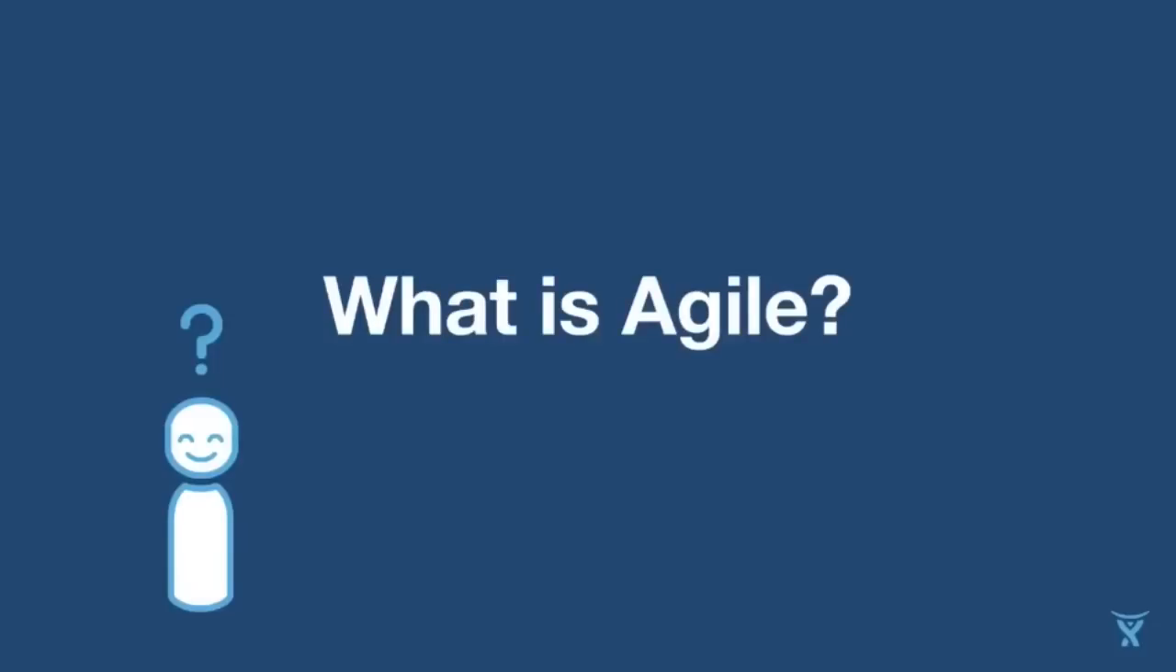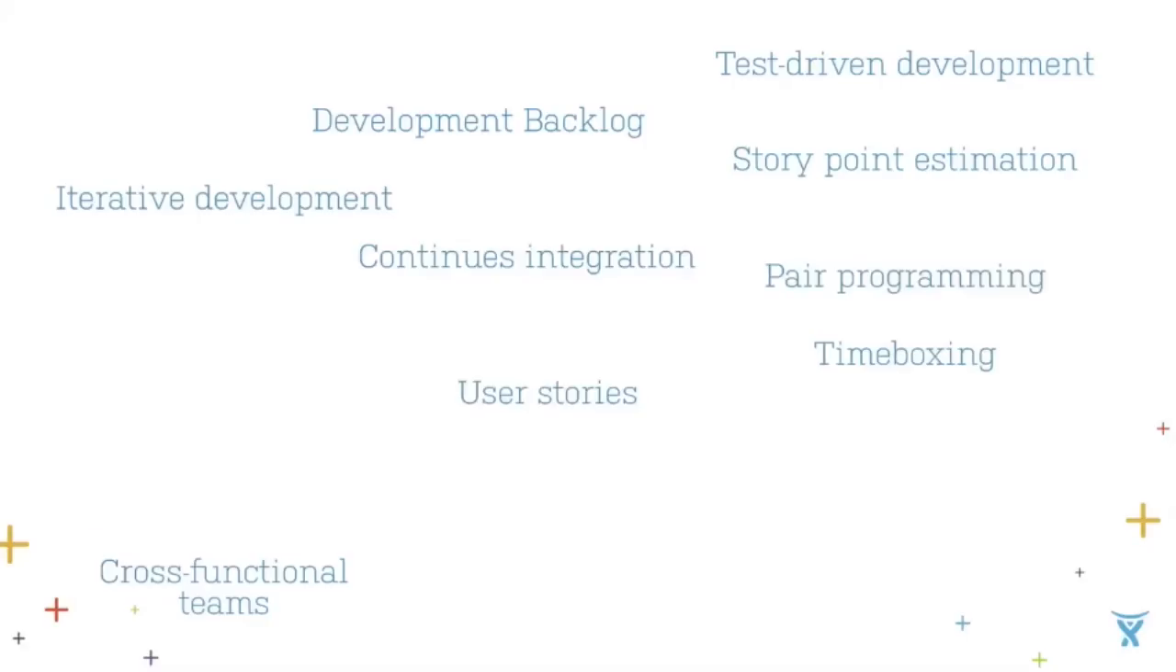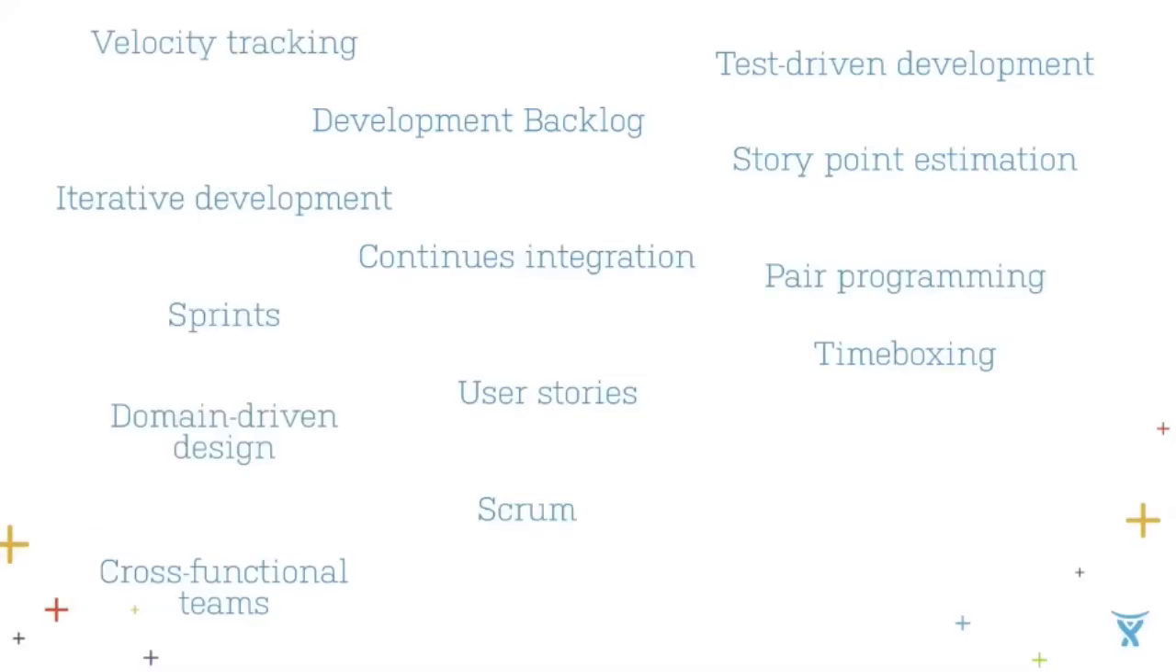So my topic is about spiking in agile environment, and it's important to establish the common understanding of what I mean when I say agile. So let's start with the question, what is agile? Agile is a large list of software development methods that help you to ship useful software. Some of those methods, like development backlog and estimates and velocity tracking, are well established and well adopted by a lot of companies. Other methods, like pair programming, are less widespread.